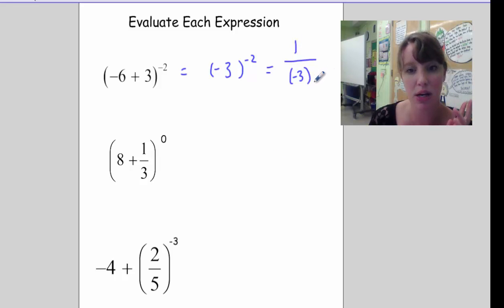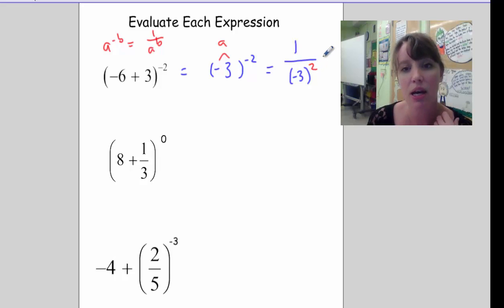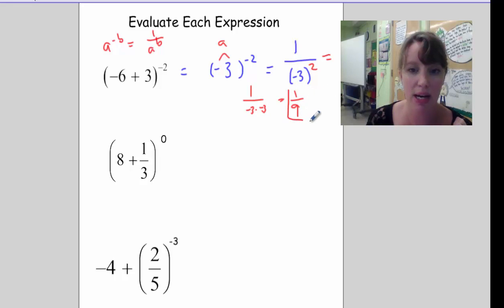Notice I keep the parentheses there because this was my base. So this was like taking the place of my a, right? I'm saying that a to the negative b is equal to 1 over a to the b. Now the thing that's my a here is my negative 3. So I have my negative 3. Instead of having it be to the negative 2, I'm going to raise it to the positive 2. Okay. Now let's actually go ahead and evaluate that. 1 over negative 3 quantity squared is going to be 1 over negative 3 times negative 3, which is 1 over 9. Okay. And so that is a combination of all the rules that we've used.